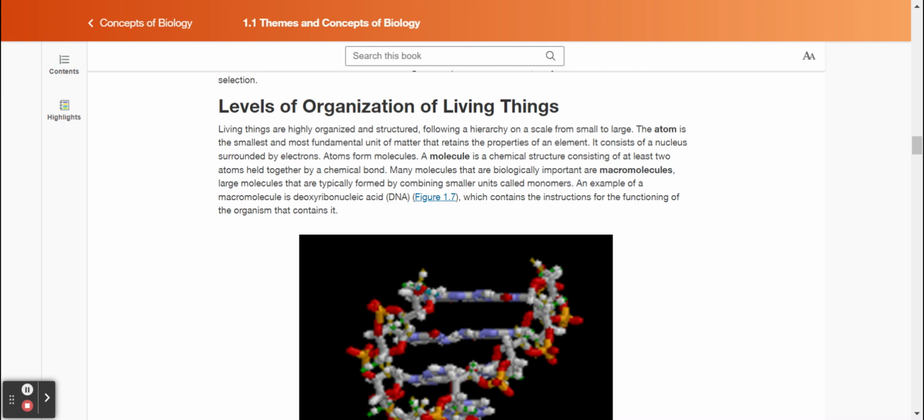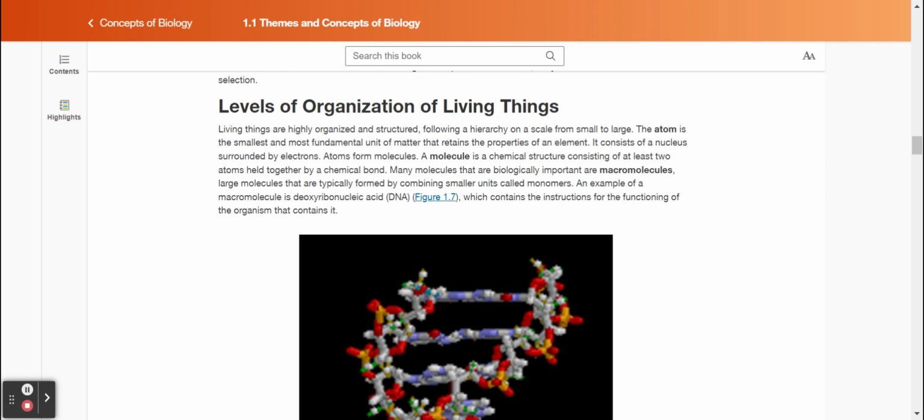Levels of organization of living things. Living things are highly organized and structured, following a hierarchy on a scale from small to large. The atom is the smallest and most fundamental unit of matter that retains the properties of an element. It consists of a nucleus surrounded by electrons.